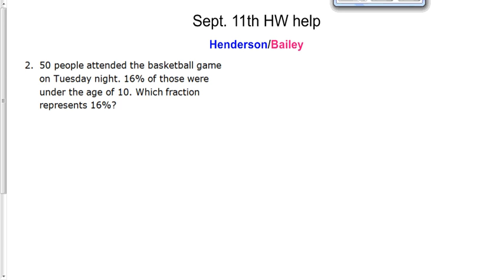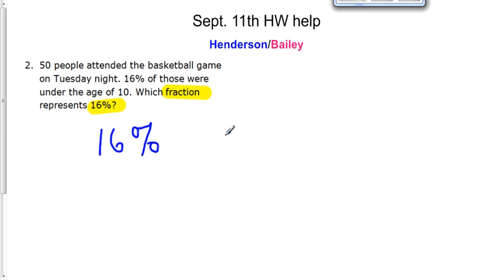50 people are attending the basketball game on Tuesday night. 16% of those were under the age of 10. Which fraction represents 16%? Guys, let's not make this problem harder than it has to be. If we look at the question, it says, which fraction? Well, they're wanting to change the percent, 16%, to a fraction, plain and simple.